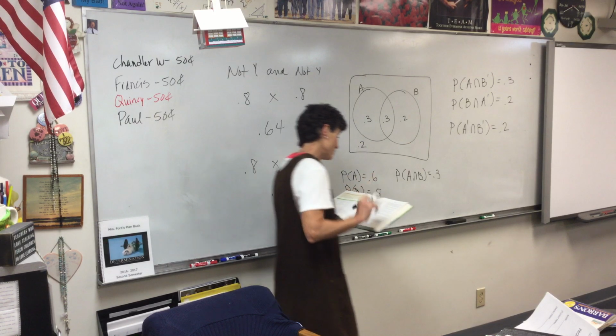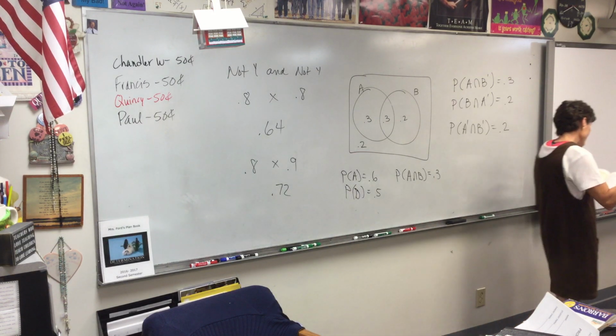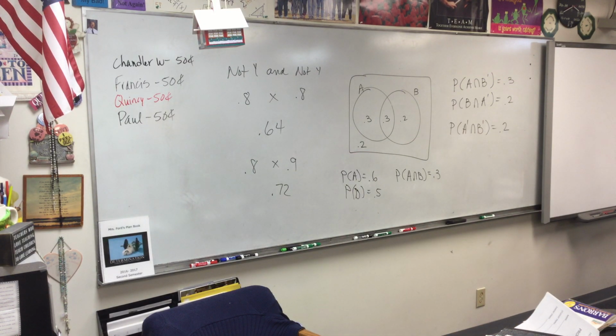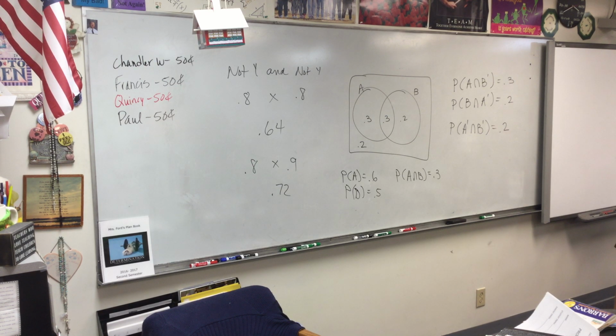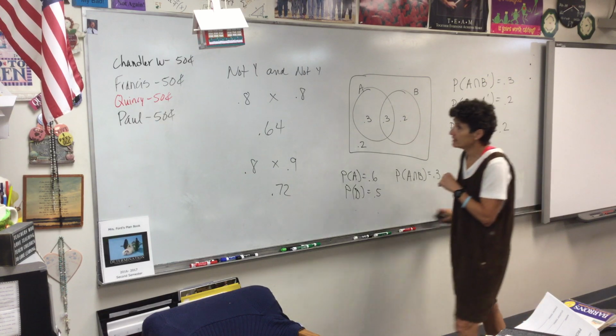Now, would you and your neighbor try 28? It is the same exact thing, number 28. And again, you may skip E. Would you try that one for me, real quick? Draw your Venn diagram.